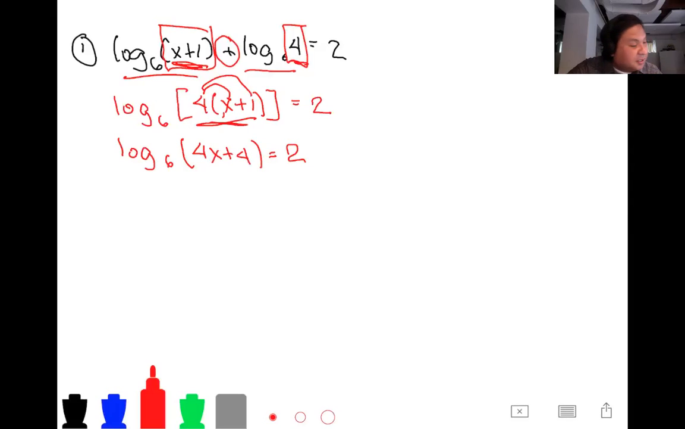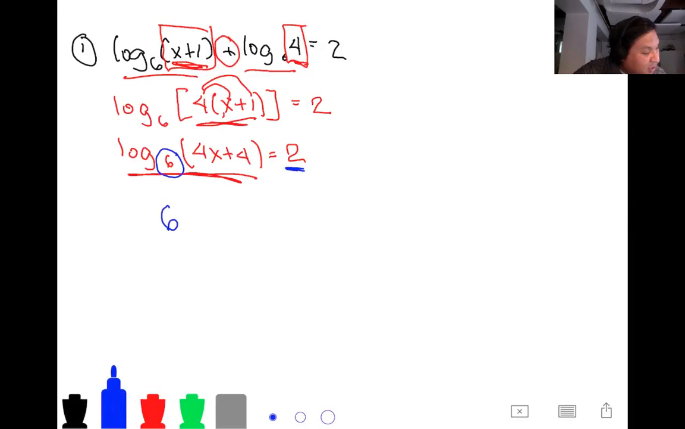Now that it is a single logarithm, we can go to step 2, which is to convert into exponential form. So 6 is the base, so it's 6 raised to the, remember, logarithms solve for exponents, so the number alone has to be the exponent, is equal to the power. 6 squared is equal to 4x plus 4.